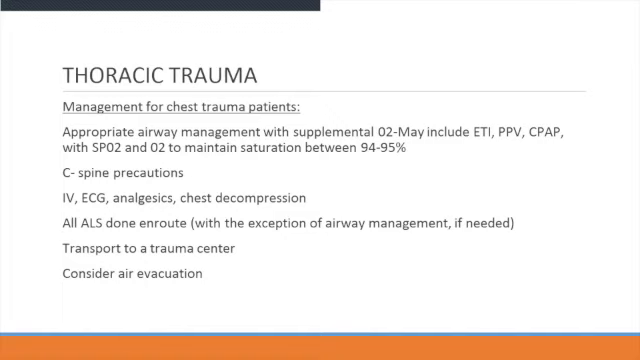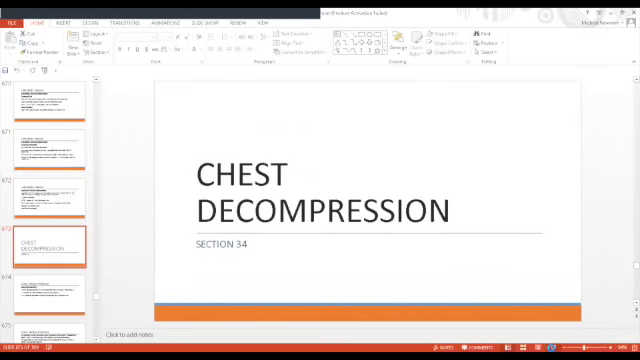Appropriate airway management with supplemental O2, you may want to include endotracheal intubation, positive pressure ventilation, CPAP, and also SpO2 and O2. O2 has to be maintained between 94 and 95%. Use C-spine precautions, IV, EKG, and you want to do some analgesics en route. Also, may look at doing a chest decompression. All ALS must be done en route with the exception of airway management if needed. Transport patient to a trauma center and consider air evacuations.